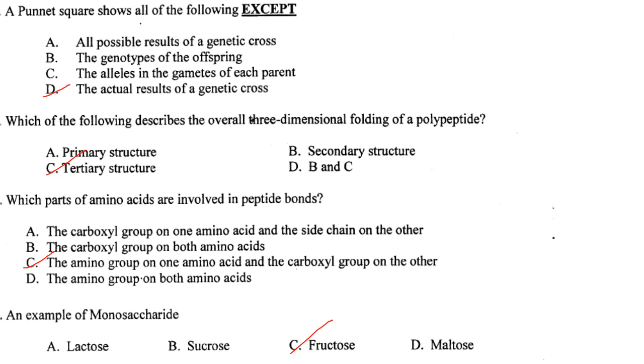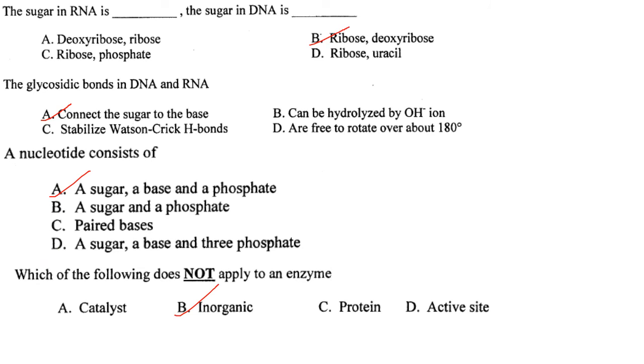An example of monosaccharide: fructose is an example of monosaccharide, whereas lactose, sucrose and maltose are disaccharides. The sugar in RNA is dash, the sugar in DNA is dash. So the sugar in RNA is ribose, whereas the sugar in DNA is deoxyribose. So answer is option B. RNA is ribonucleic acid and DNA is deoxyribonucleic acid.